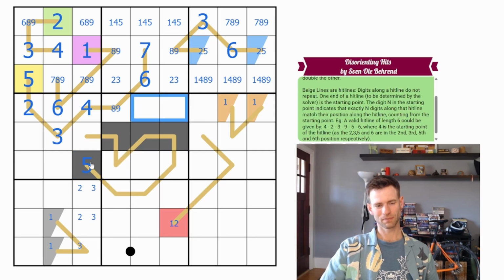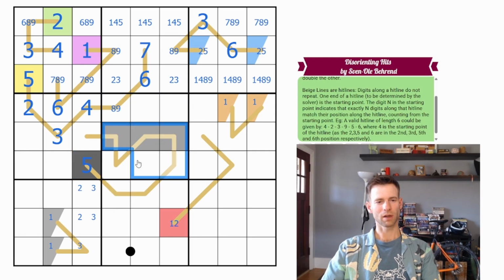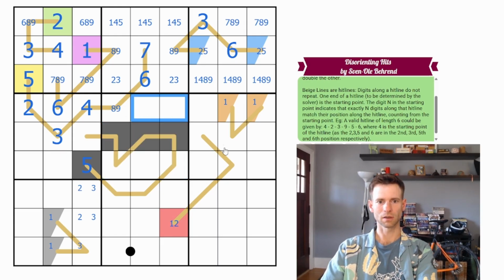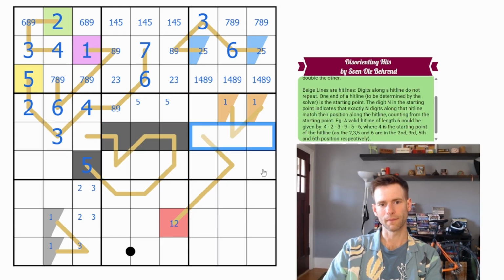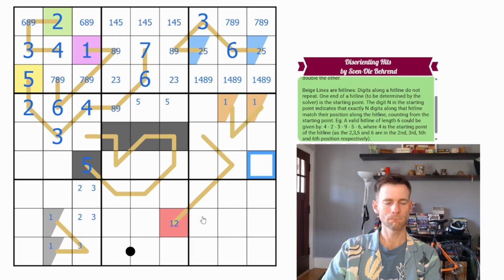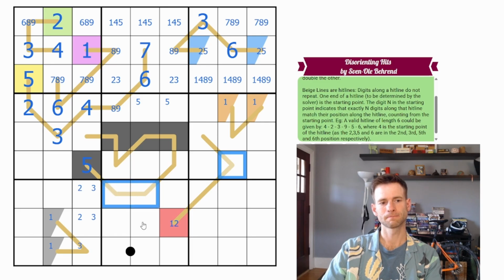So 5 in here. This 5 can't be on this line anymore, and it can't be in here by Sudoku, so it has to be up here. That means there's a 5 in here. Maybe, can this be a 2? If that was a 2, then this was a 3. Four. It's fine.